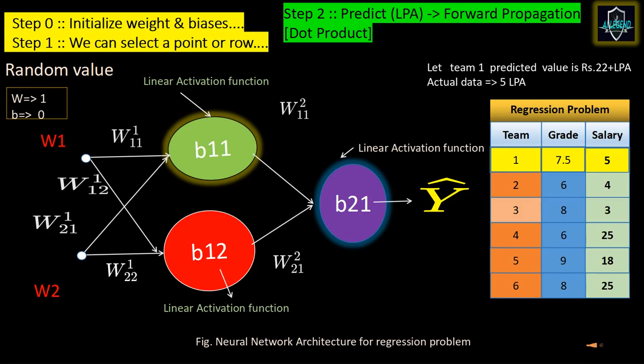Although we could solve this directly, here our motto is to understand backpropagation, so no need to exaggerate it. Now let's come to the point. Actual data is 5 lakh, but our neural network is saying it should be 22 LPA. So we know clearly that there are some mistakes. Why is this happening? Because our weights and biases are not correct. For that reason, we need to find the error, and on the basis of the error, we have to adjust our weights and biases.